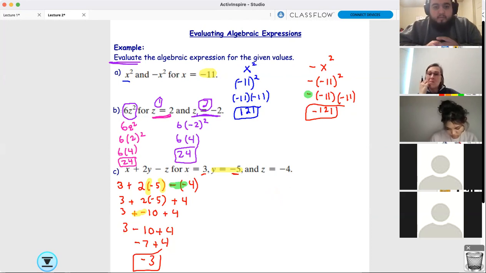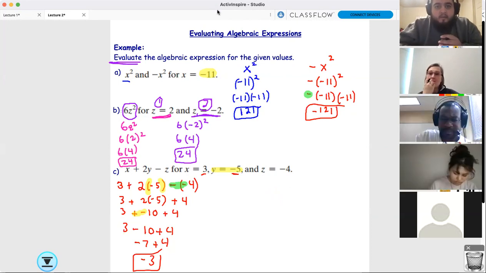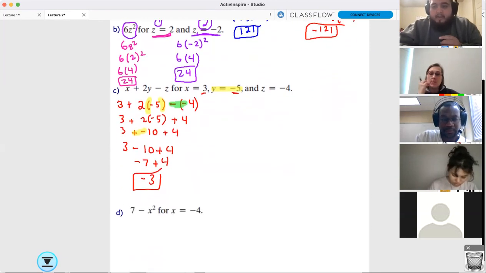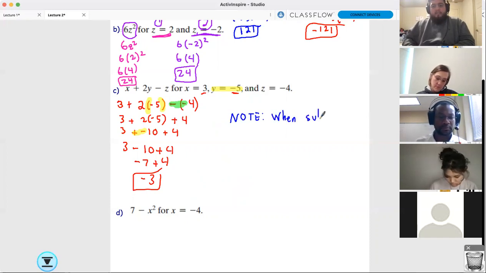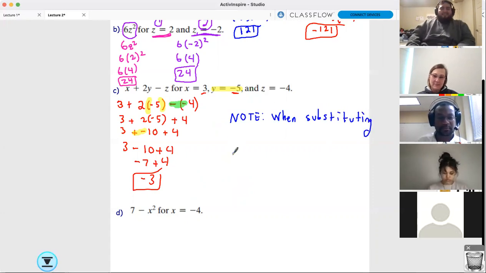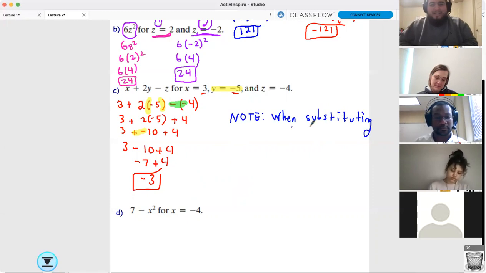Professor, I think Jacob wants you to write it out as a note so he could dictate it down. Sure thing. Let's go ahead and make a little note. So, note. When substituting, I don't even know how to spell substituting. Substituting. I'm not an English person. Don't judge me, class. And it's a video too, so I can't deny it.